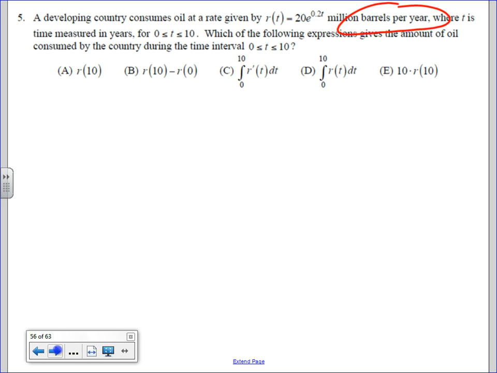Okay, so millions of barrels per year. They just want the expression. I don't even have to do anything. If they want the amount of oil and I have a rate, what do I need to do? Integral, exactly, because f of b minus f of a, I need to figure out the accumulation of all the oil. So therefore, which one?